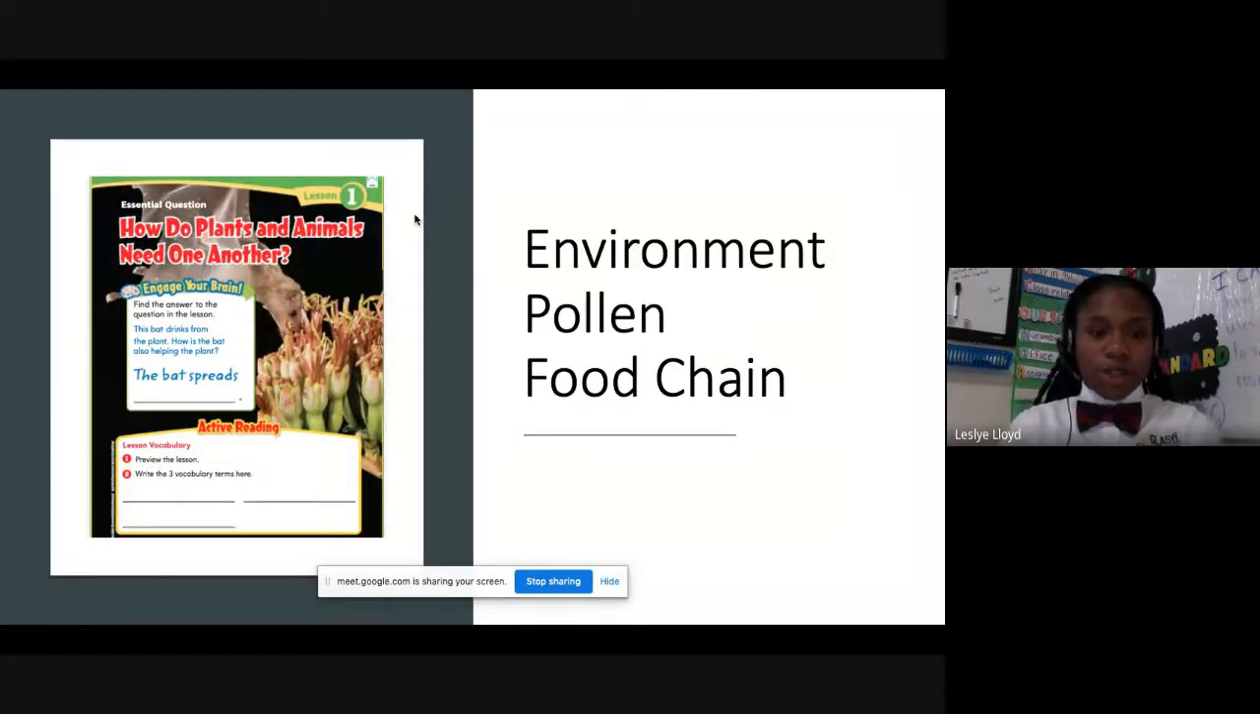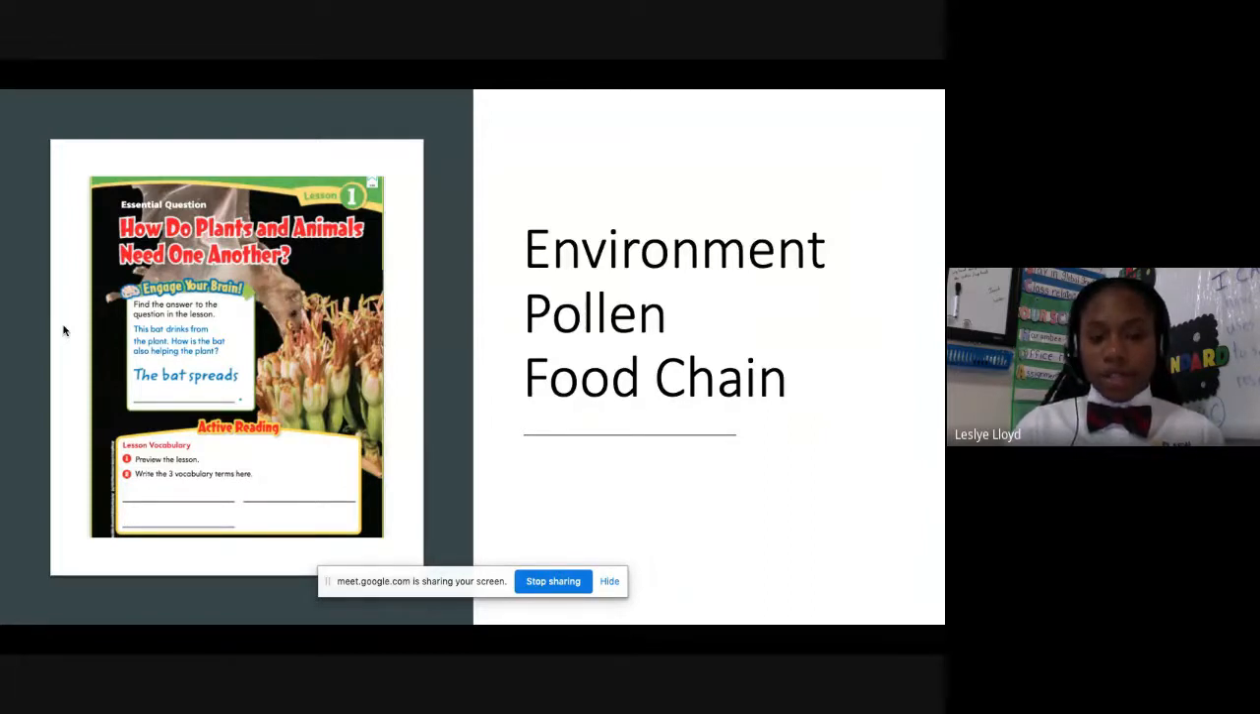This lesson is pulled straight from our science book, and it's also titled How Do Plants and Animals Need One Another? So, the first question on this page in the blue box says this bat drinks from the plant. How is the bat also helping the plant? The bat spreads blank. Throughout this lesson, we will find the answer to that fill in the blank.